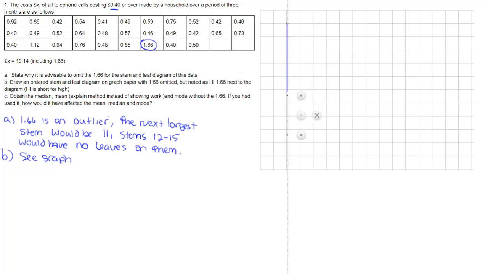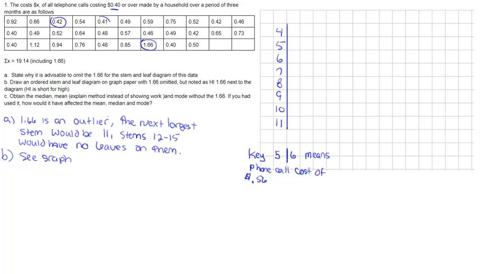First thing we've got to do is draw our bar. I'm actually going to make two so I can set up my key here. And the key is going to be, in this case, 5 | 6 means it's 56 cents. All right, now I've got my key, and I've got my stems 4, 5, 6, 7, 8, 9, 10, and then 11. And all I've got to do now is go through and find the numbers that go along with each one of these stems. It's really kind of a tedious process.